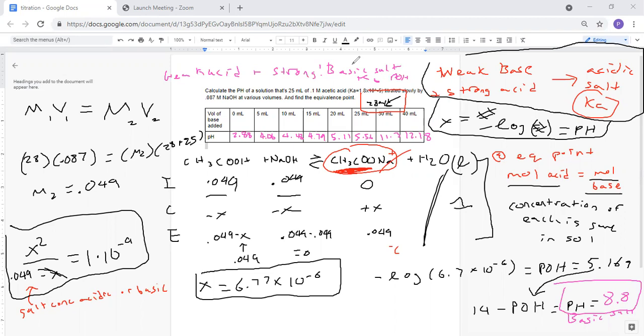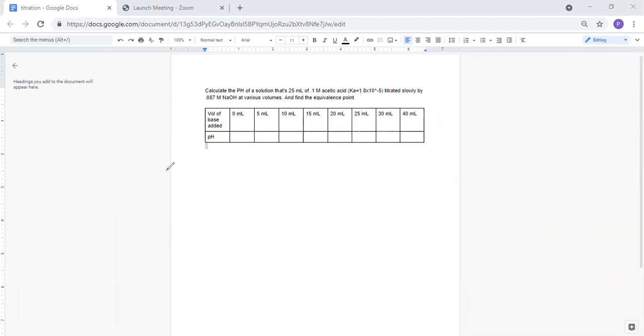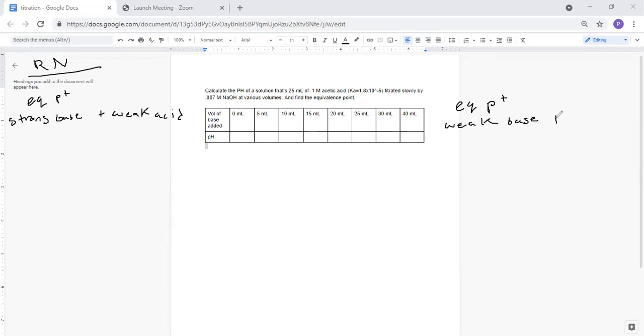So I'm actually going to clear everything and just make a summary of just what happened. So for finding the equivalence point of a strong base plus weak acid, what we did right now, and the equivalence point of a weak base plus strong acid. I guess we don't need those underlines, or I guess I'll put them.